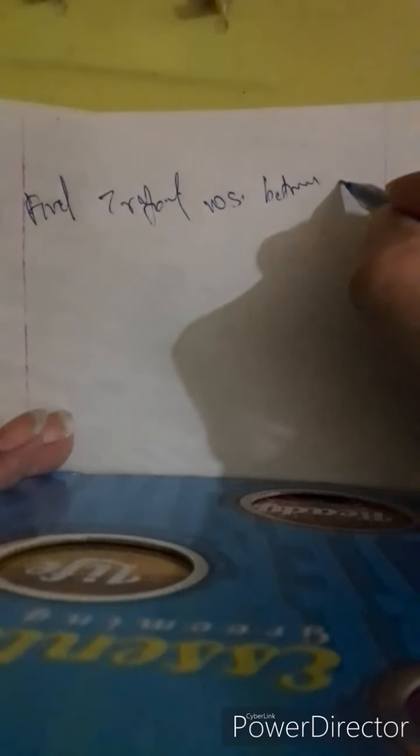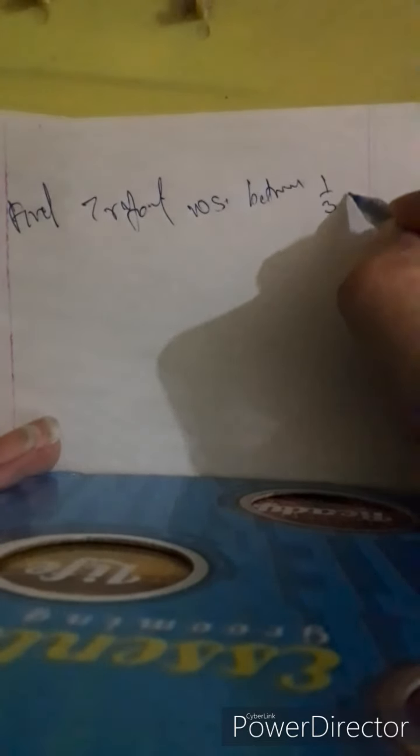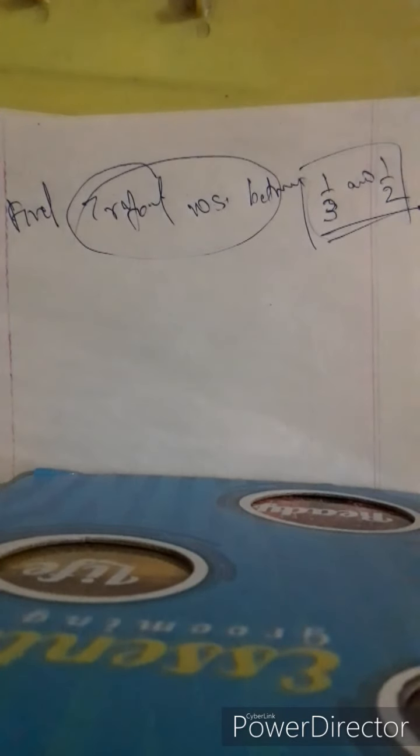So suppose you are required to find 7 rational numbers between 1 by 3 and 1 by 2. So 1 by 3 and 1 by 2 are given. These are 2 rational numbers. We have to find 7 rational numbers in between 1 by 3 and 1 by 2.